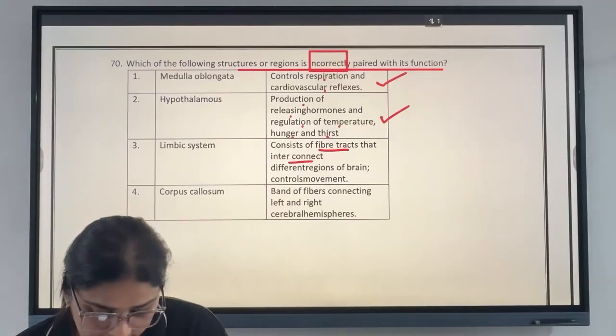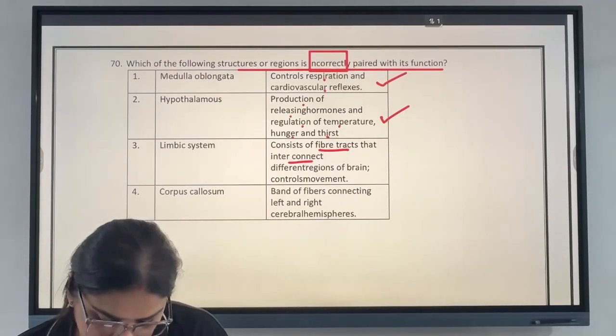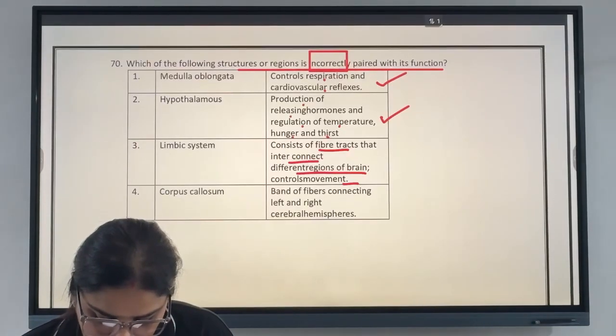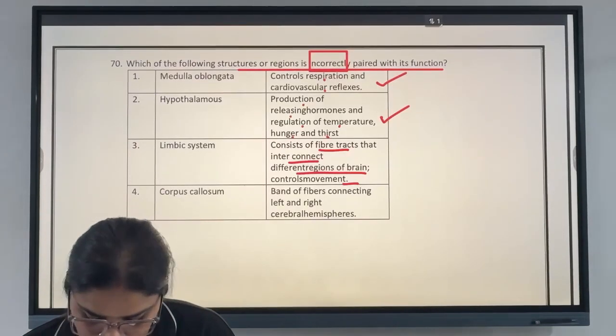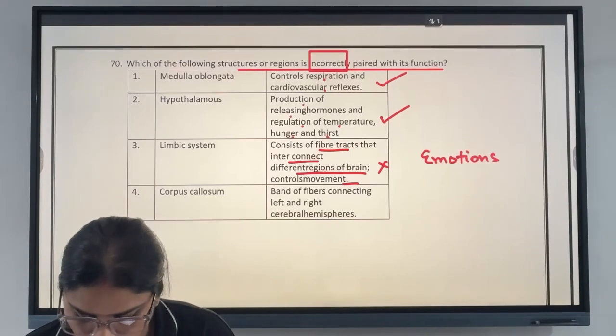So your answer should be 3, but we'll still read 4th option. Corpus callosum are band of fibers interconnecting left and right cerebral hemispheres is correct. So answer is option C or 3.